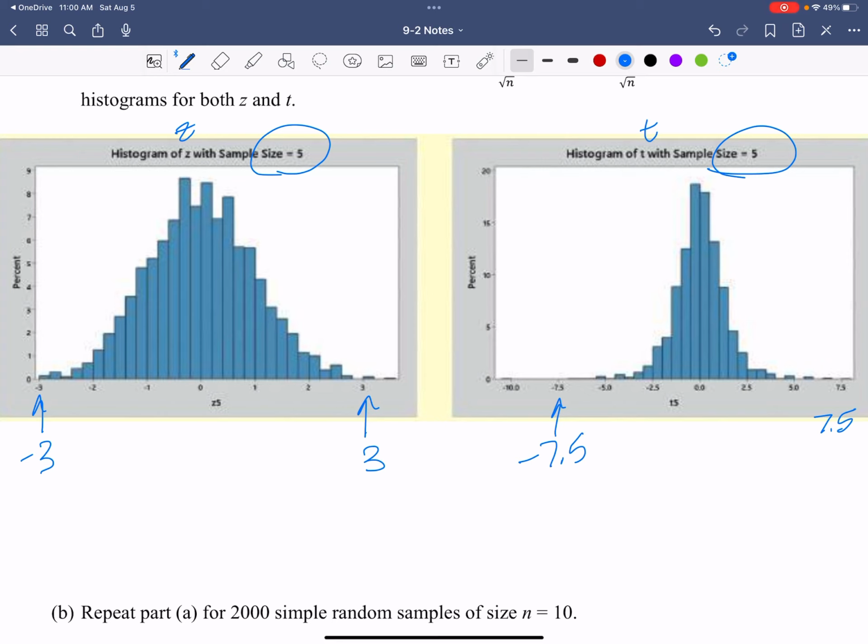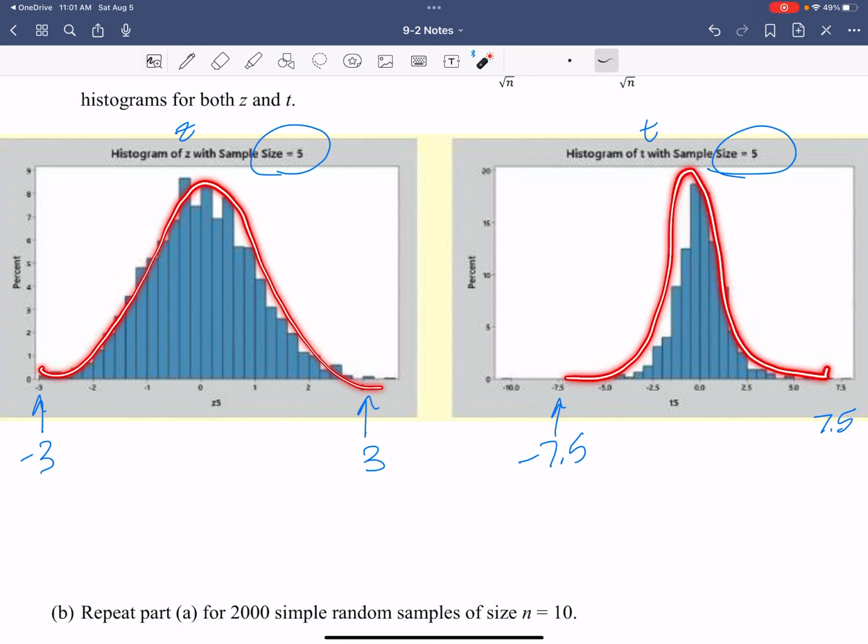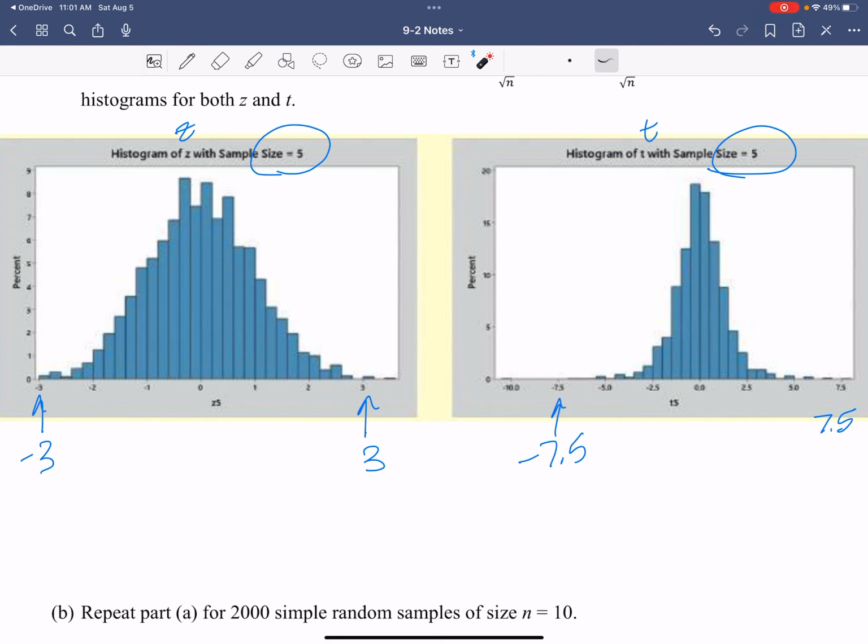Okay, so look at what's happening. Are they both bell-shaped? Yes. Both of these are bell-shaped curves. They are shaped a little bit differently, but they're both bell-shaped. But what is the difference between these two? When N equals 5 with the Z distribution and the T distribution, do you see what's happening?